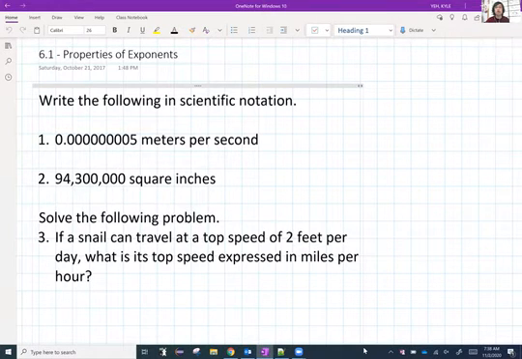Hey guys, today we're going to be jumping into chapter 6 of our textbook. So chapter 6, as you can see, 6.1 starts with properties of exponents. It's going to be a lot of stuff you've seen before. Again, we're just building into this chapter.